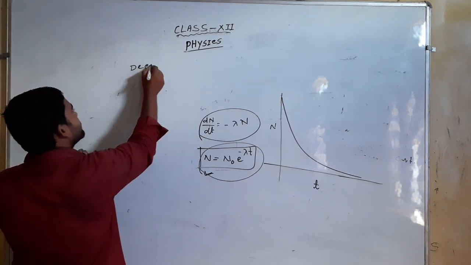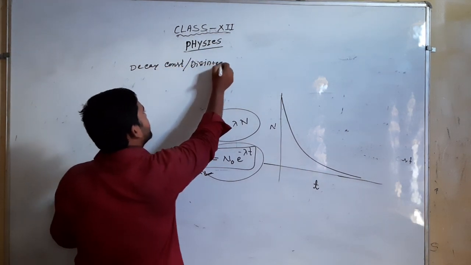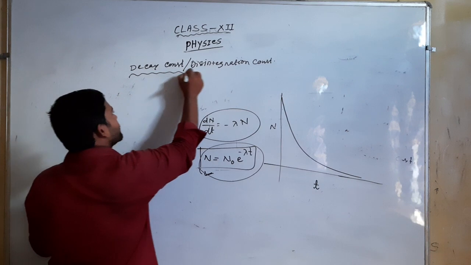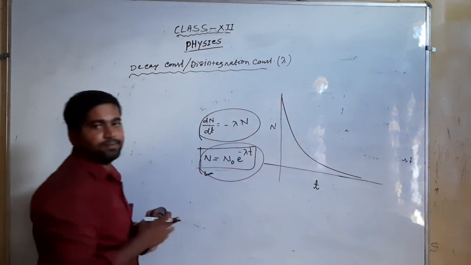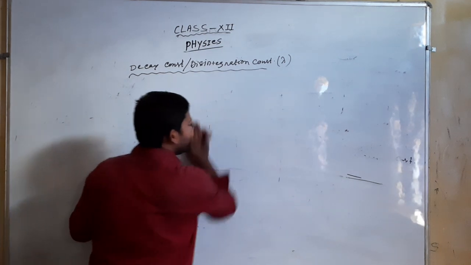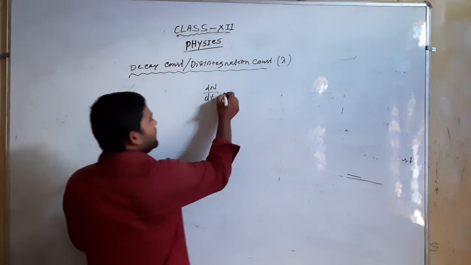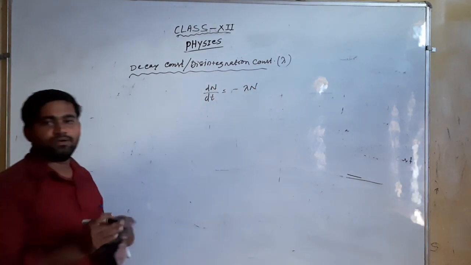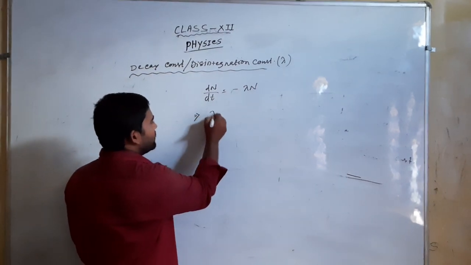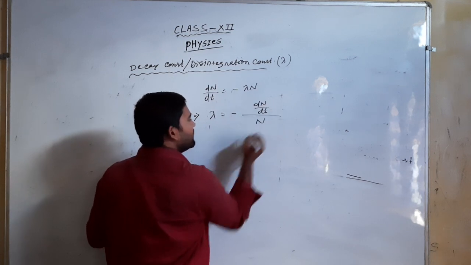The decay constant, or simply the disintegration constant, is represented as lambda. If we move towards the definition from the law of radioactivity, the rate of decay dN upon dt equals minus lambda N, where lambda is the decay constant. So we can say lambda equals dN upon dt whole divided by N.